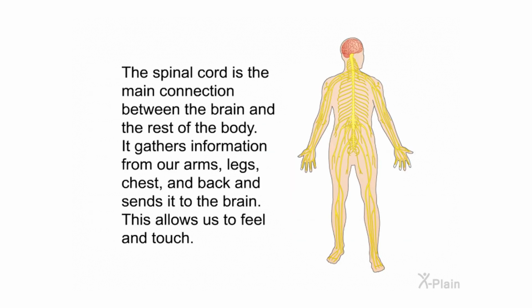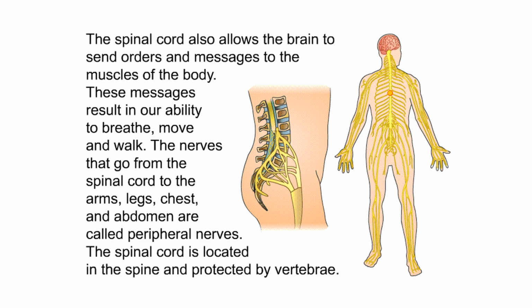Anatomy. The spinal cord is the main connection between the brain and the rest of the body. It gathers information from our arms, legs, chest, and back and sends it to the brain. This allows us to feel and touch. The spinal cord also allows the brain to send orders and messages to the muscles of the body. These messages result in our ability to breathe, move, and walk.